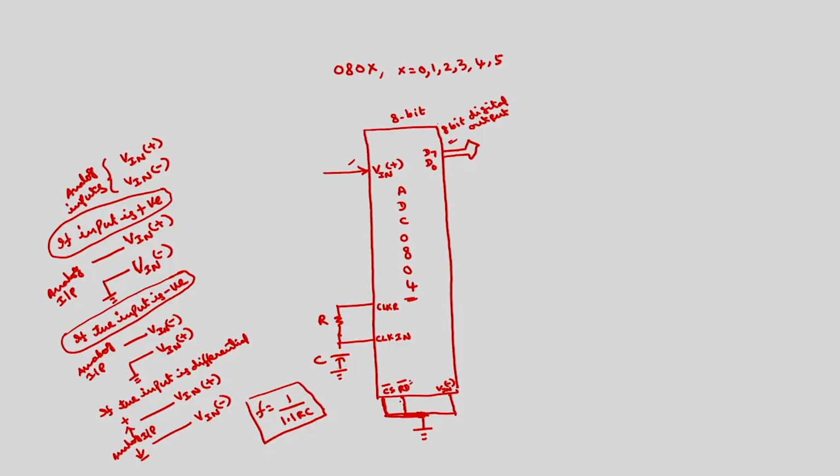And then we have two grounds. One is called analog ground, another is called digital ground. This is A ground, this is D ground. Totally 5 signals we are going to ground here: V in minus, chip select bar, RD bar, analog ground and digital ground.